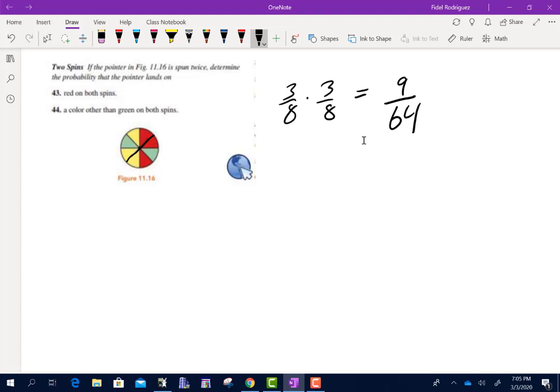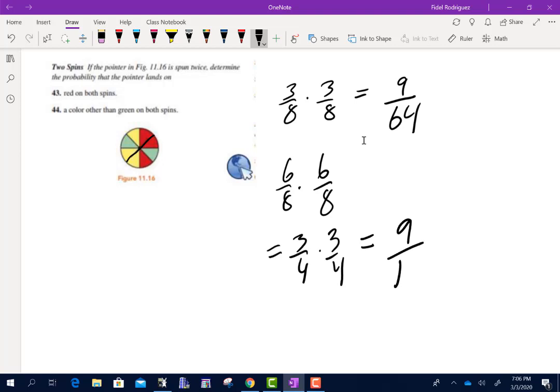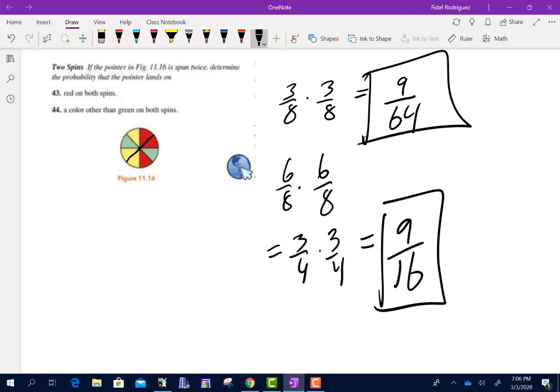And then for number 44, it says a color other than green on both spins. So out of the 8, it looks like 2 of them are green. So that means 6 out of 8 are not green. Let's go ahead and reduce those fractions. We divide them both by 2. 3/4 times another 3/4. And that should give us 9 over 16, right? And that's how we do AND probabilities, guys.